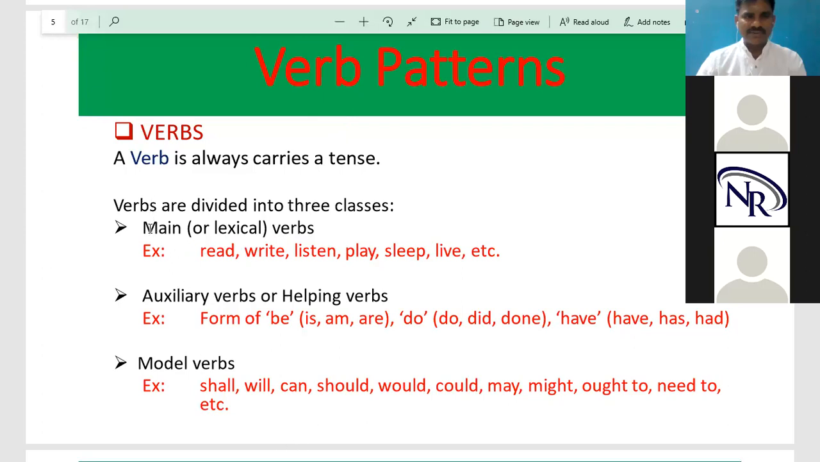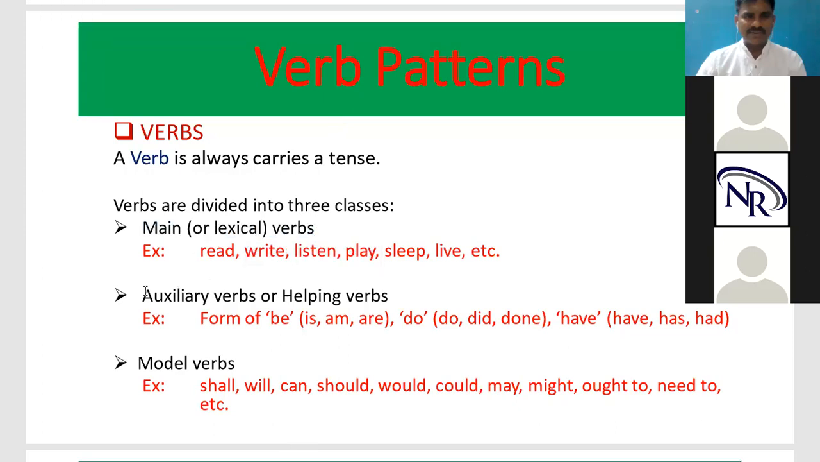Next, again, the categories of verbs. The first category is main verbs or action verbs. The second one is auxiliary verbs, or helping verbs. Here, forms of be, as we have seen, status: is, am, are. She is, I am, they are, you are. These are helping verbs, or we can call them auxiliary verbs.